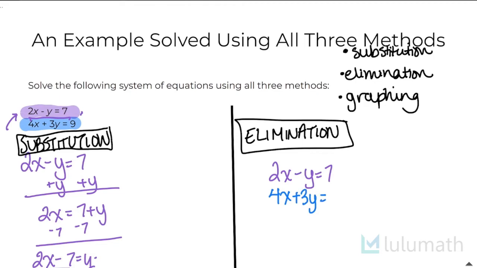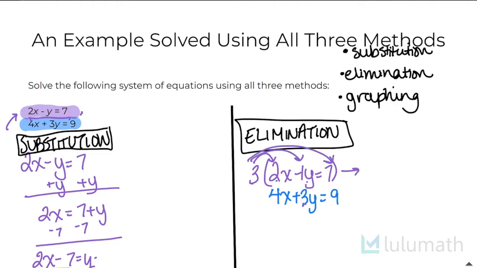And since this is a minus 1y right here, and this is 3y, I can just simply multiply my top equation by 3 because the least common multiple of -1 and 3 is just 3. And by doing that, I also will have a positive 3y and a negative 3y. So that makes my life so much easier when I'm trying to solve this problem.